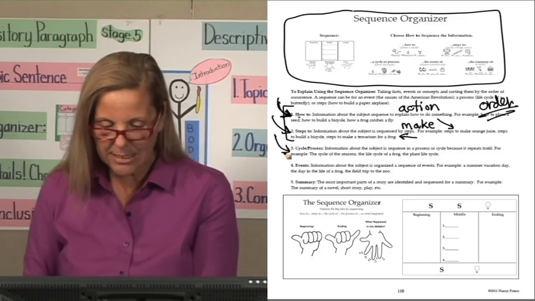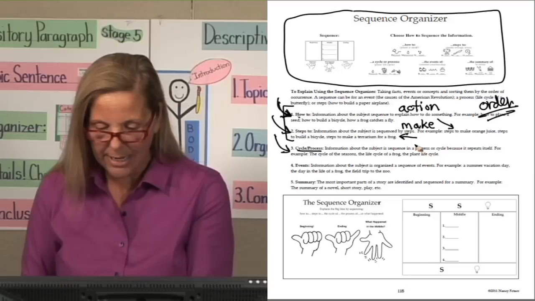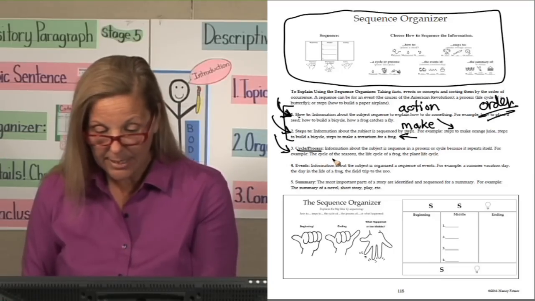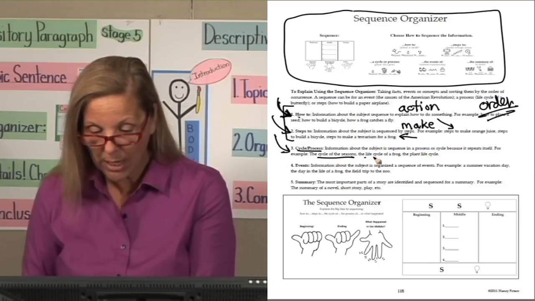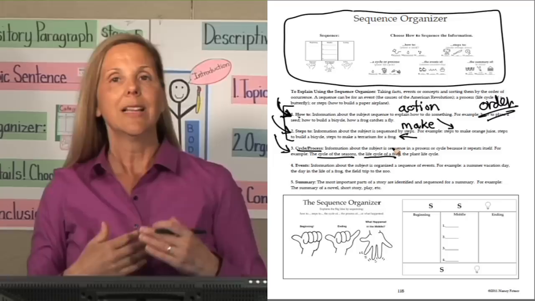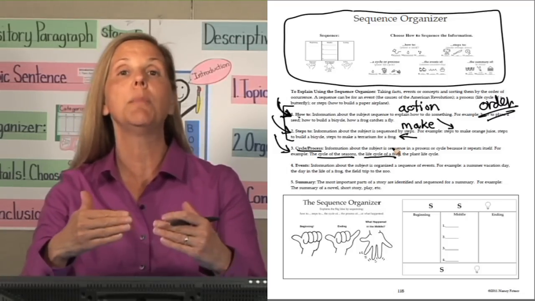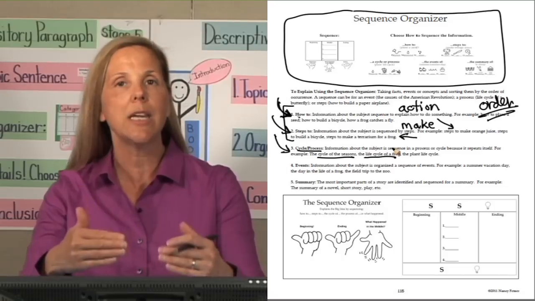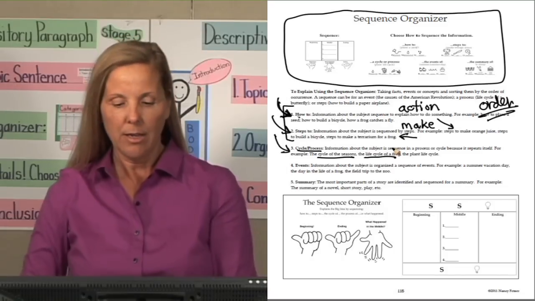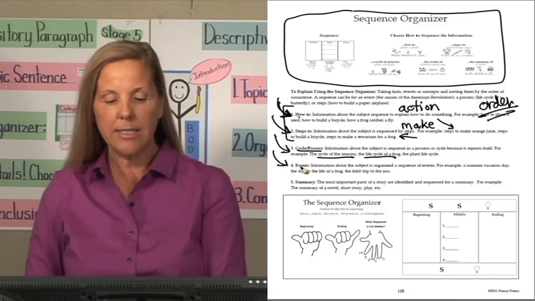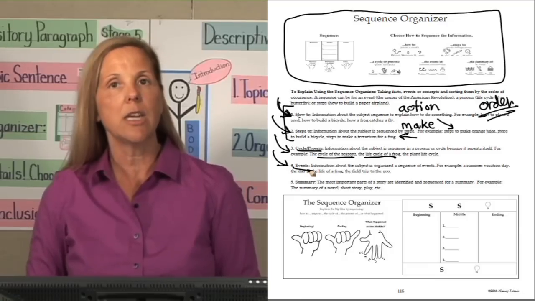Number 3 is a cycle or process. A cycle or process can be like the cycle of the seasons or a life cycle of a frog or a plant. A cycle or a process still is information that needs to be put in a sequence. It needs to go in order. Our next way is an event. Events need to be put in order.